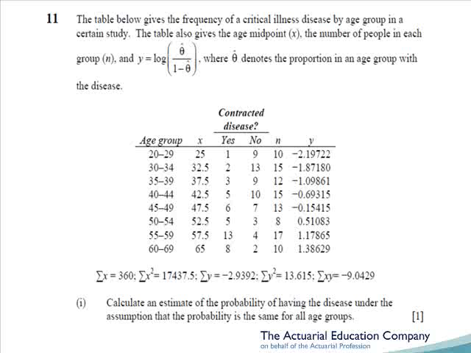And we need to estimate the probability of having this disease, assuming that the probability is the same for all the age groups. Well, all you have to do is total up the number of people having the disease in all of the groups, which is 43, and total up the number of people in all of the groups altogether, which is 100. And so our estimate for the probability of having this disease will be 43 out of 100.